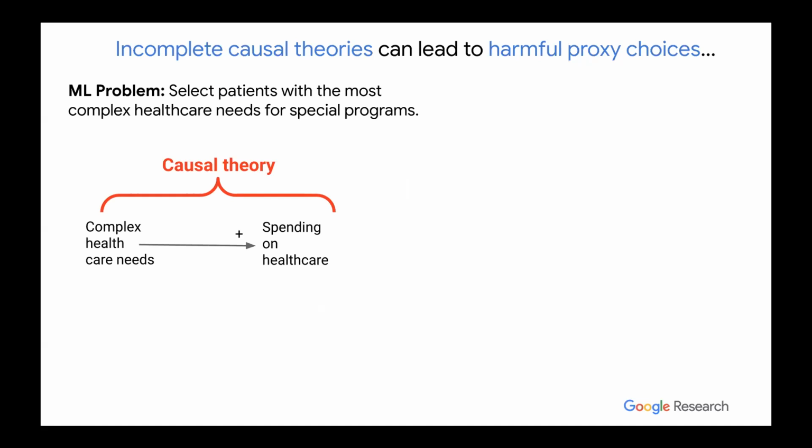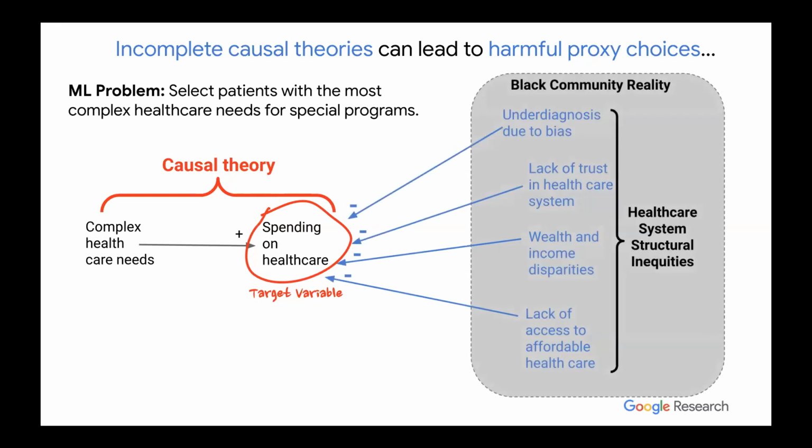So we want to find people with the most complex healthcare needs. We need to find people that have spent more money on healthcare. And this is why they chose that as a target variable. And this was problematic. To some, it may be obvious why it's problematic, but to the designers, it wasn't at the time. But the main reason it's problematic is because there are many factors that are left out of this causal theory that actually decrease how much folks in the Black community spend on healthcare independent of their healthcare needs.